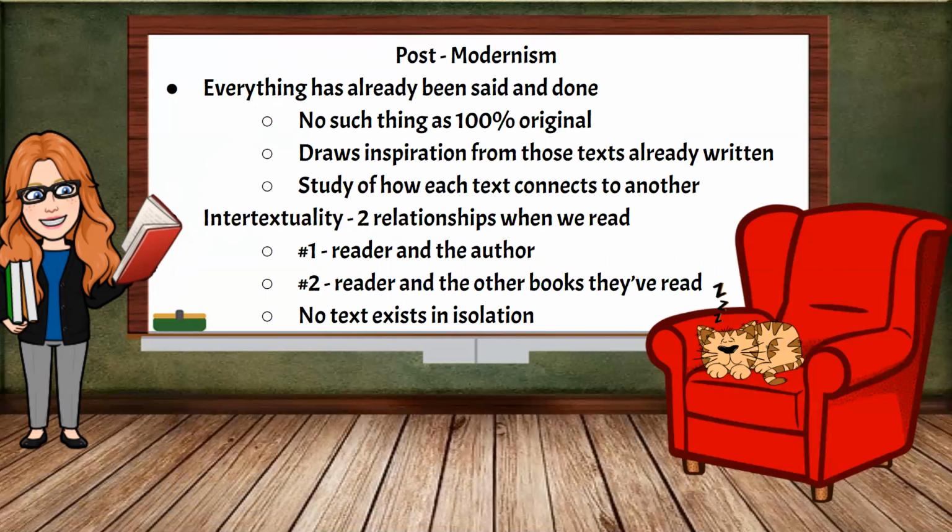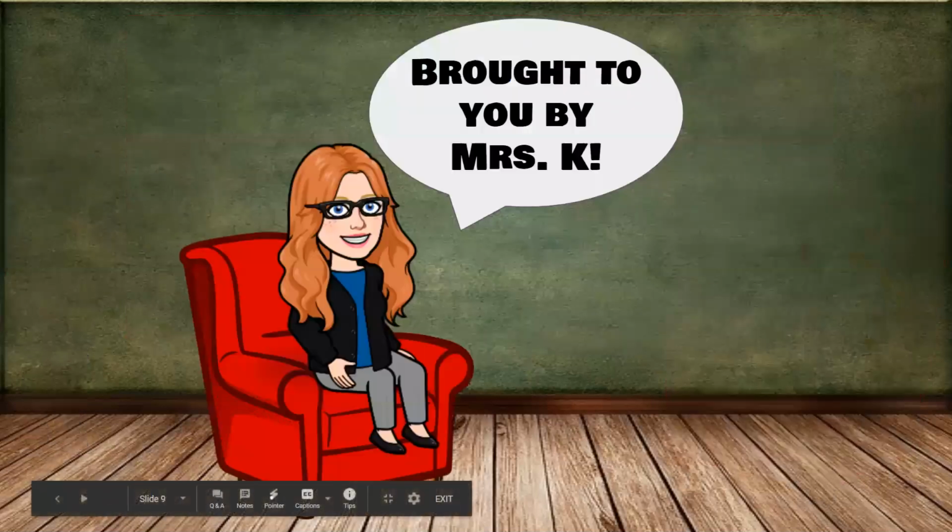Intertextuality: these are two relationships that we have when we read. The first relationship is between the reader and the author, where the reader is connecting with the author and the words that are in the text itself. And then the second relationship is between the reader and the other books that they've read. And so they equate this reading with what they've already heard and seen and experienced through these other texts. And so we get this sense that no text whatsoever can exist in isolation from others.